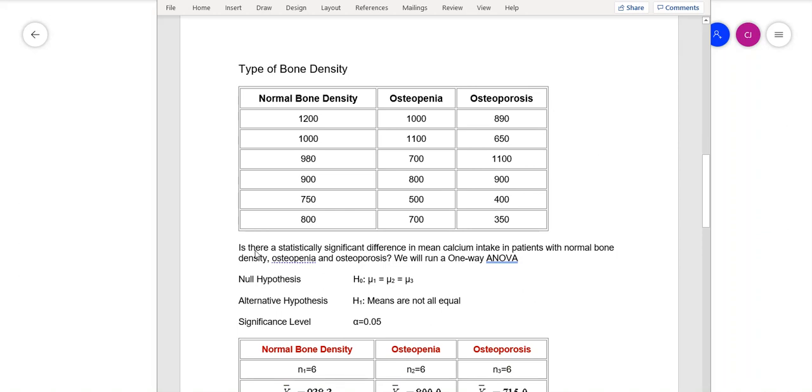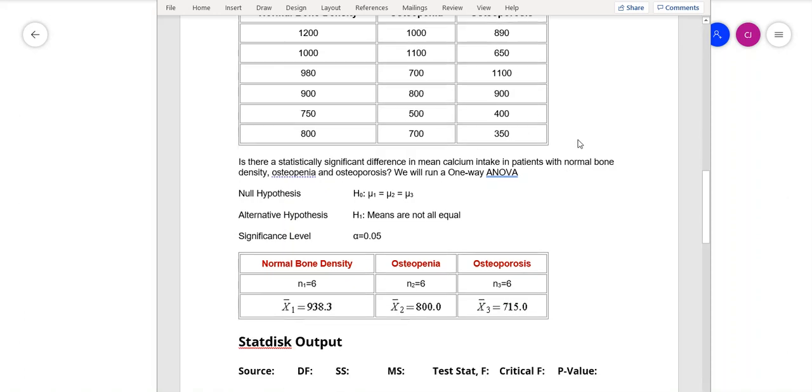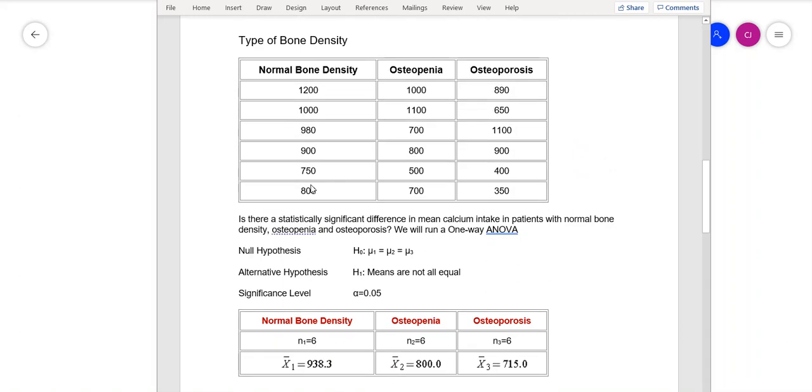So is there a statistically significant difference in the mean calcium intake in patients within these three groups? For each group, we randomly selected 6 patients that had normal bone density, 6 patients with this, and 6 patients here. We're going to start out and say the null hypothesis is that the mean of this set of data, the mean of this set of data, and the mean of this set of data are all equal.